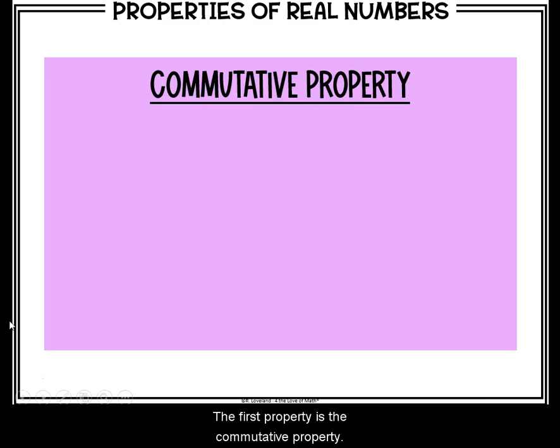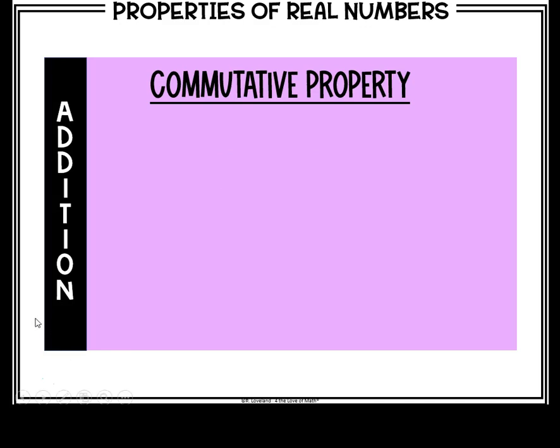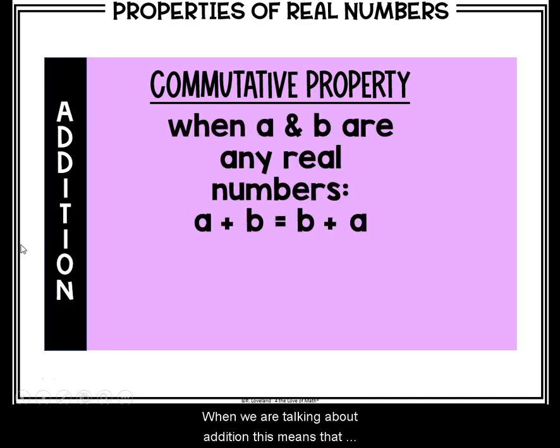The first property is the commutative property. The commutative property tells us that when adding and multiplying, the position of values does not change the answer. When we're talking about addition, this means that when a and b are any real numbers, a plus b is the same as b plus a.